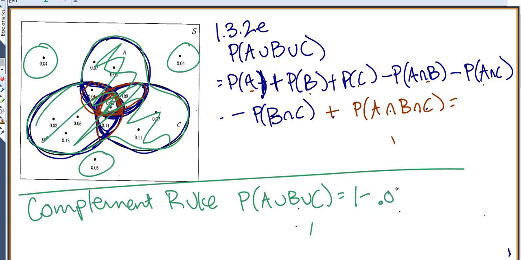So 1 minus 0.04, minus 0.05, minus 0.03, which gives me 0.88. Okay, so that's a much easier way to do it. You'll notice the complement rule is always there to save us time.